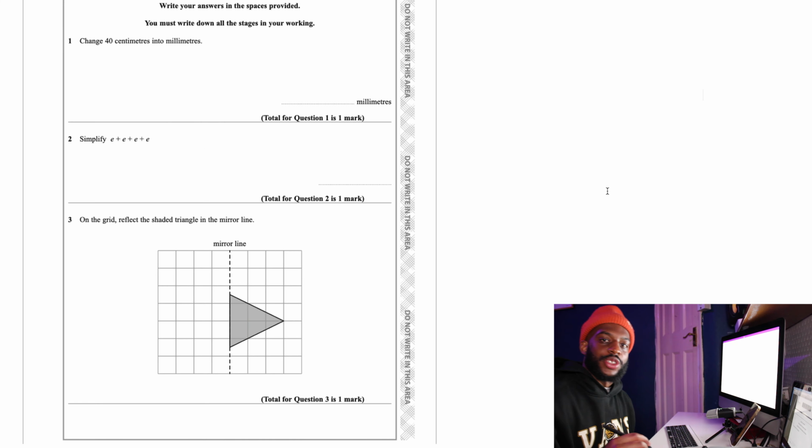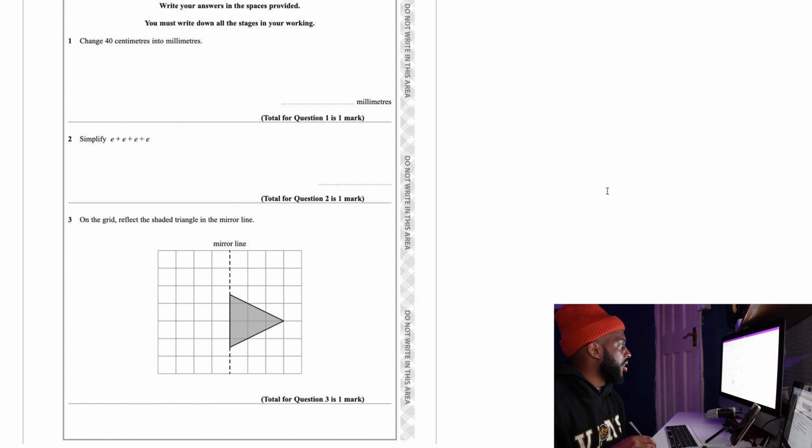Let's get into it. This question is a conversion question. So we have 40 centimeters into millimeters. If we use our conversions, we know that 1 centimeter is the same as 10 millimeters, which means we have to times the centimeters by 10. So we do 40 times 10, which gives us 400 millimeters.